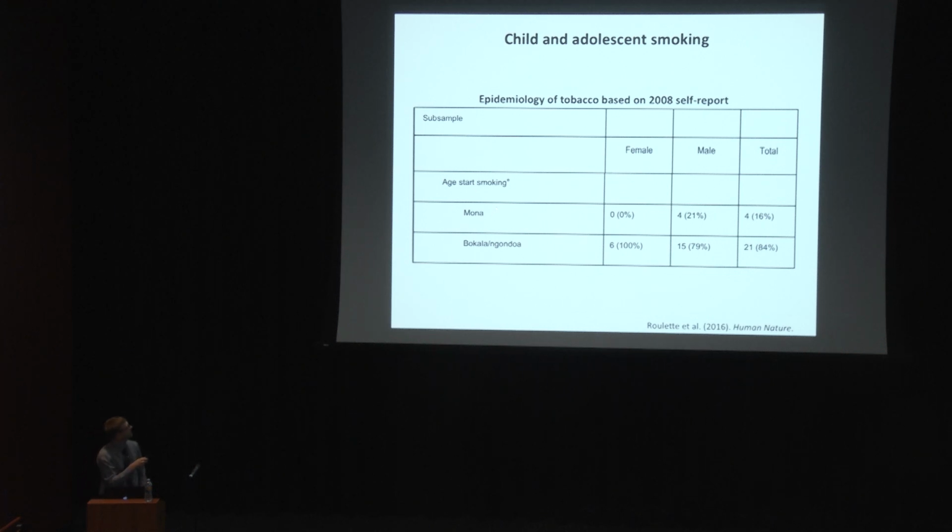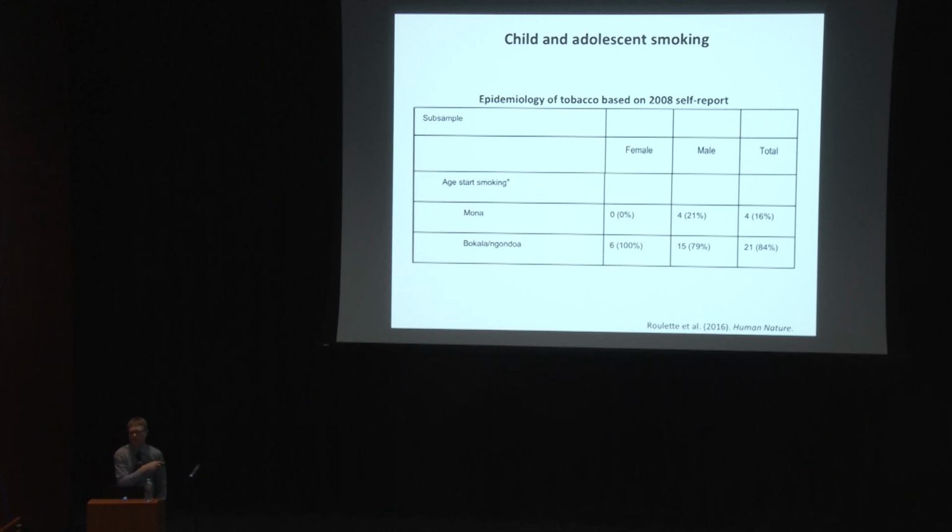Mona for an Aka is like an infant starting to crawl, to about early childhood before you become an adolescent. Bokala and Gondo here are adolescent gender-specific age categories. Bokala is a boy and Gondo is a girl. But you can see that if we just go to totals here, of those that smoke, very few of them said that they were Mona, and most of them said that they were adolescents.